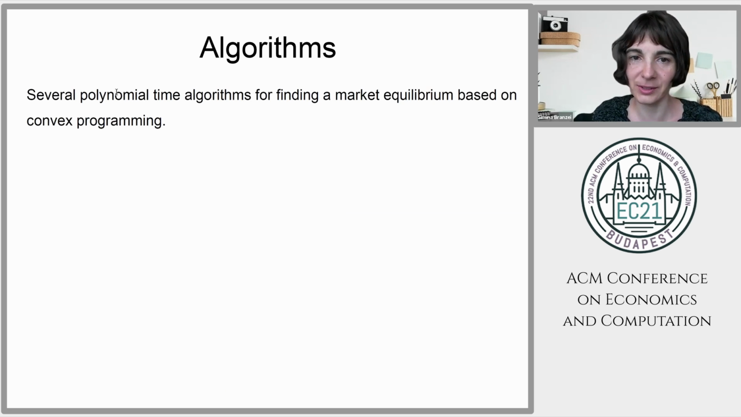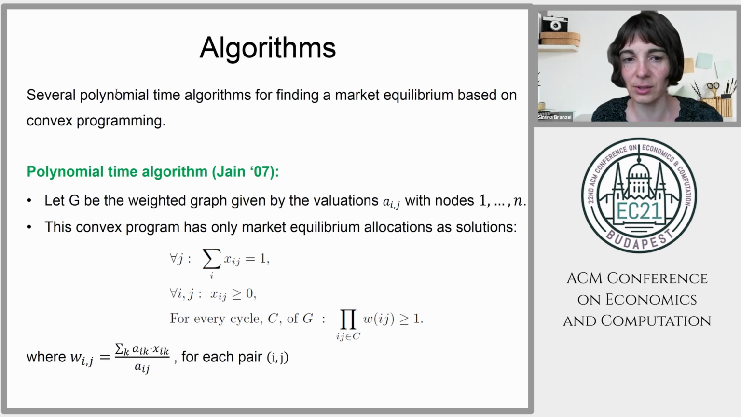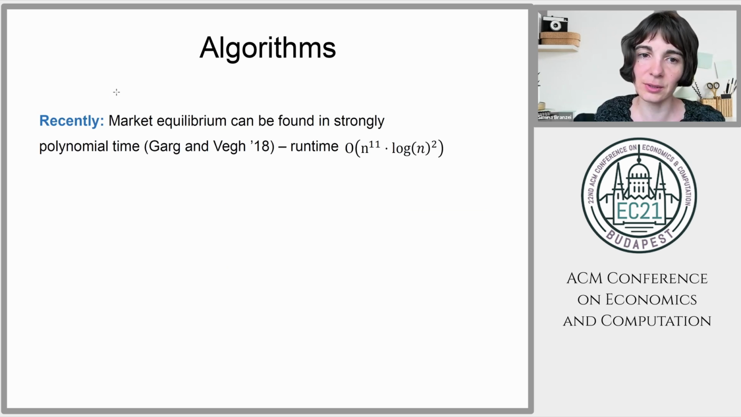There are several polynomial time algorithms for finding a market equilibrium based on convex programming. And one is due to Shahin, which exploits basically cycles in the graph of evaluations, a_ij. And recently there is a result that develops a strongly polynomial time algorithm, this is by Garg and Végh. The runtime is like n to the 11 times log n squared.